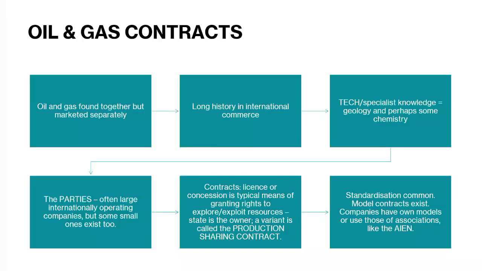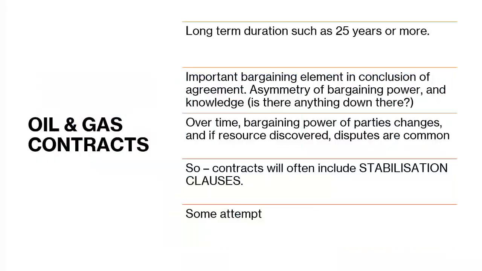Okay, standardization, common. I mentioned there this AIEN, Association of International Energy Negotiators. If you want to get hold of model contracts, they have a lot. Unfortunately, you have to be a member of the organization, but they have very, very cheap rates for students. I think it's $30 or something. Then you can download all these agreements. Oil and gas contracts, duration could be 25 years or more. I've talked about the bargaining element.